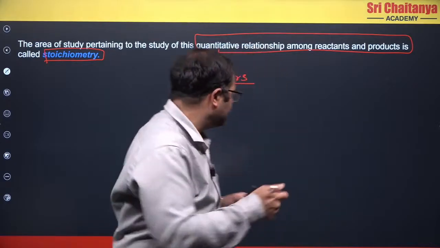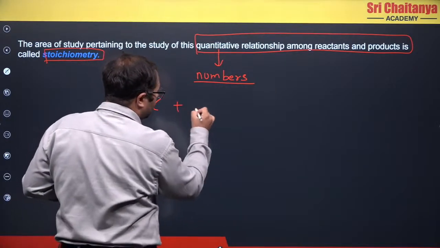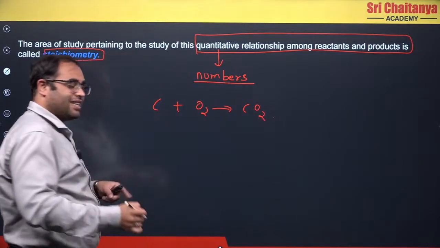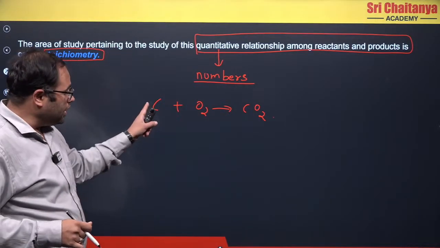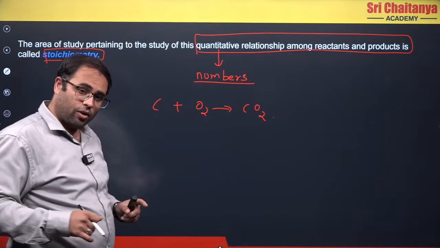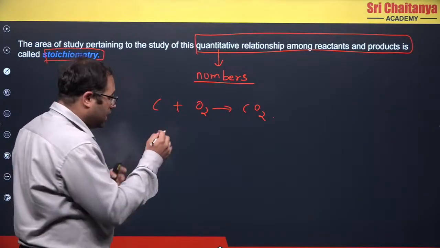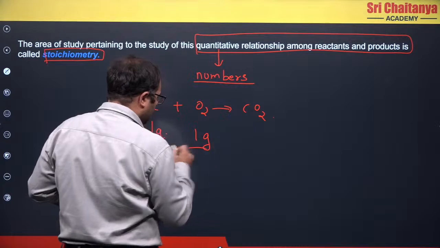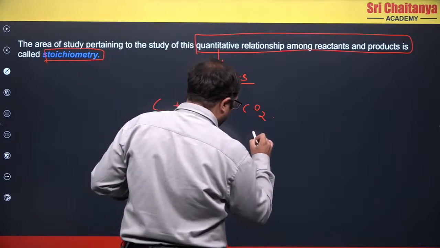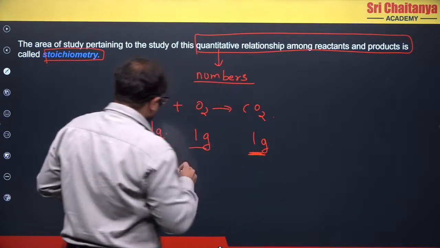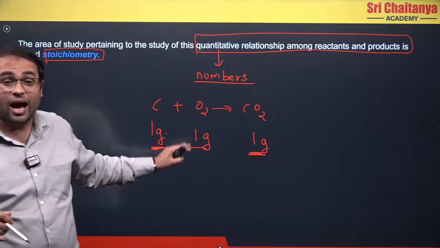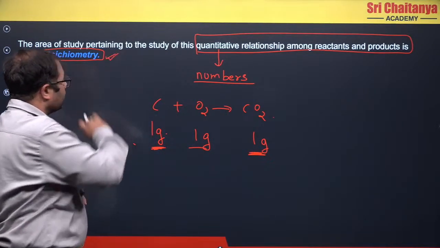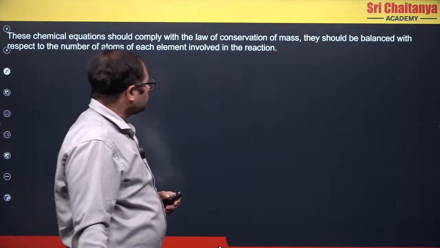I will not say that just carbon reacting with oxygen forming carbon dioxide. I will not just say this. Not only carbon reacts with oxygen to form carbon dioxide, but also I will say maybe 1 gram of carbon reacts with, this is just hypothetical, 1 gram of oxygen to form 1 gram of carbon dioxide. So when I specify the grams, the amount of the substance, then it is stoichiometry, right?